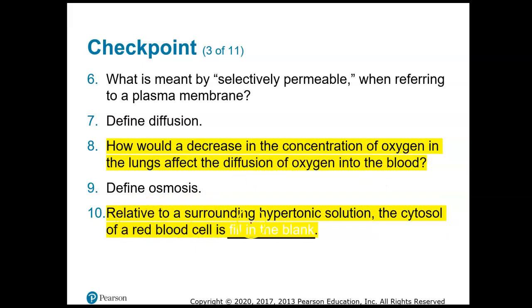Number 10, relative to a surrounding hypertonic solution, the cytosol of a red blood cell is, we would call it hypotonic. If the surrounding solution is hypertonic, then the red blood cell fluid is hypotonic. I'm not going to write the whole word out, but I'm just going to put hypo.